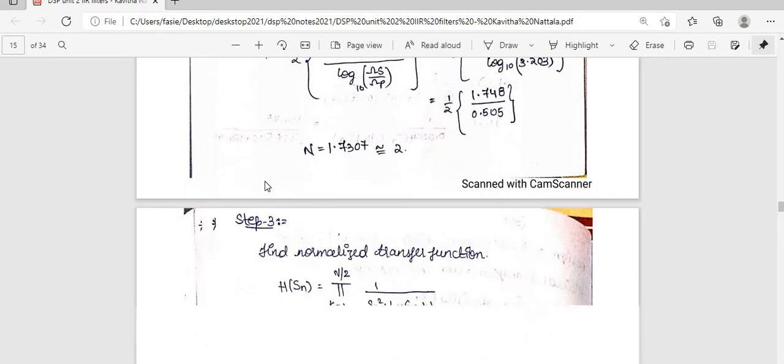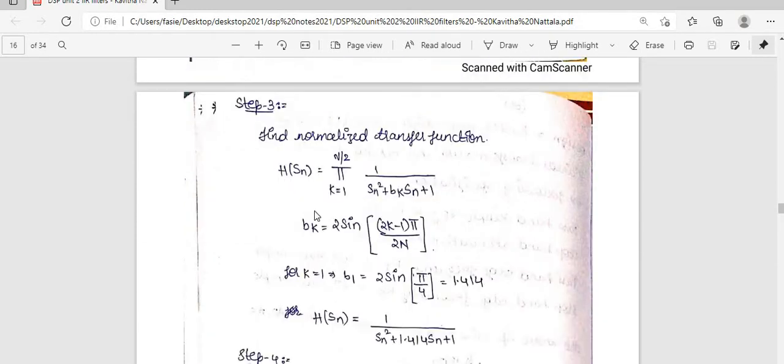How do we find the transfer function? H of s can be written using this formula with the product for k equals 1 to n by 2. What is n now? N is equal to 2, so n by 2 is 1. We substituted that and can write this function. What is bk here? Bk is equal to 2 into sine of (2k minus 1) by 2n times pi. The k value starts from 1 and the maximum is 1 only. So b1 is equal to 2 into sine of pi by 4, and that factor will be 1.414.